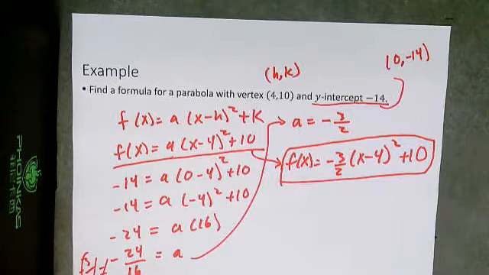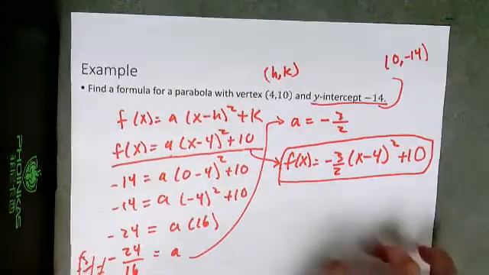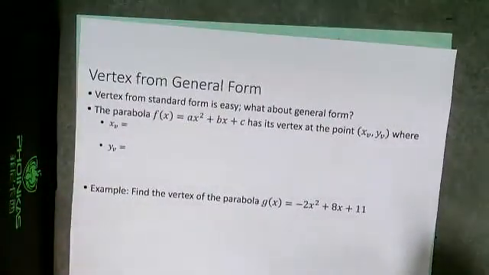And that is your formula for a parabola with that vertex and a y-intercept of negative 14. So that's standard form. Let's look at vertex from a general form.